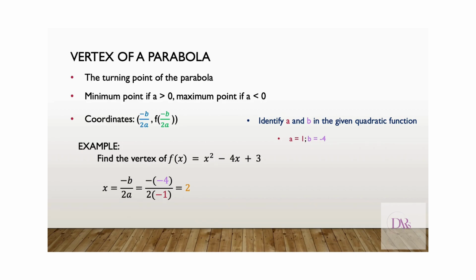Now that we know what x is, we are going to substitute it back into the function that was given. So wherever we see x, we are going to substitute the value of 2. Now when we simplify, we have f(2) = -1. Therefore, our vertex is (2, -1). I hope that helps.